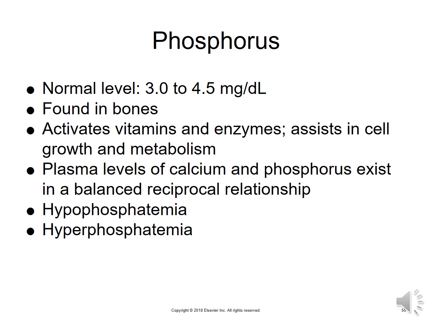Phosphorus, your normal level is 3.0 to 4.5. It's found in the bones, and it activates vitamins and enzymes that assist in cell growth and metabolism. Calcium and phosphorus are kind of on a seesaw normally, like sodium and potassium are. So when one is up, the other's down. When one is down, the other's up, usually. All right.